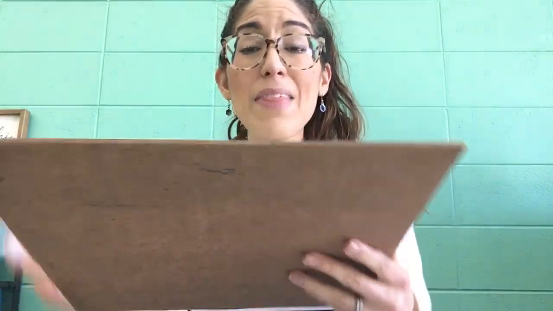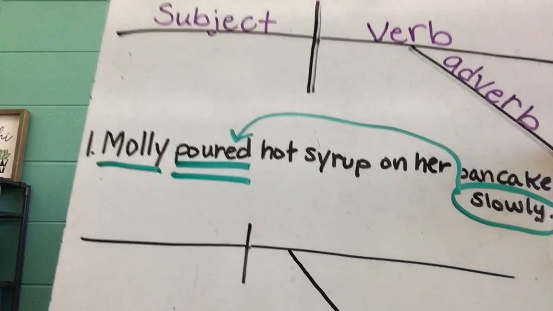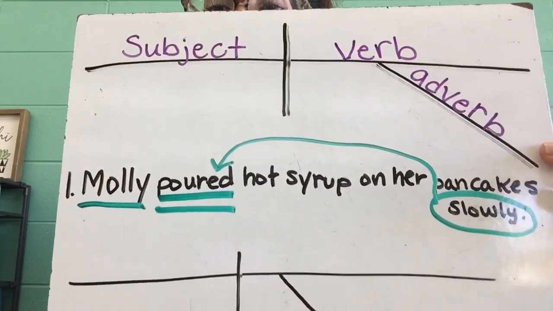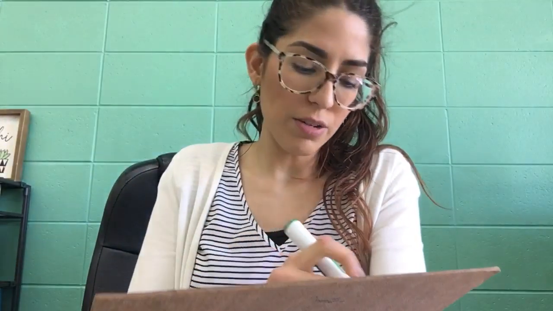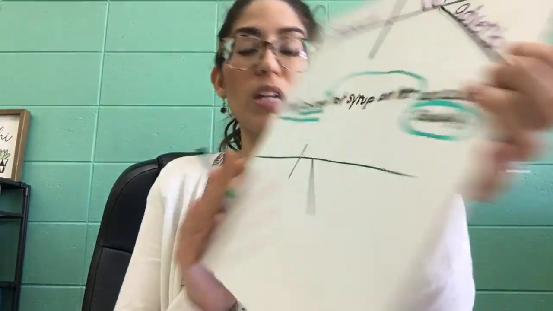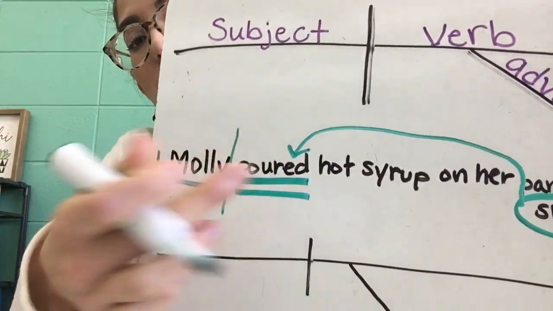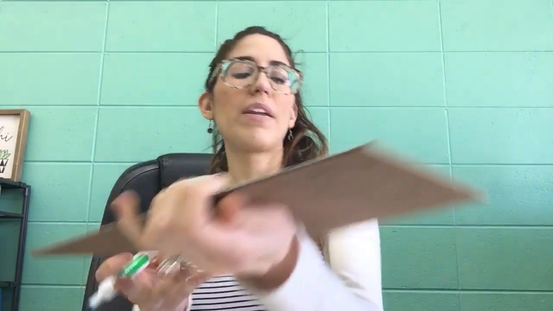Okay. And then one more thing, though, we have to do our dividing line. So where are we going to put our dividing line? That's right, between Molly and poured, right? Because you want to put your dividing line between the subject and the verb. Excellent job. Now, let's go ahead and diagram this, okay?